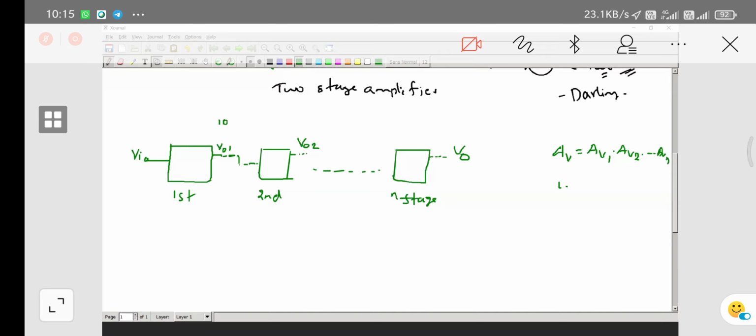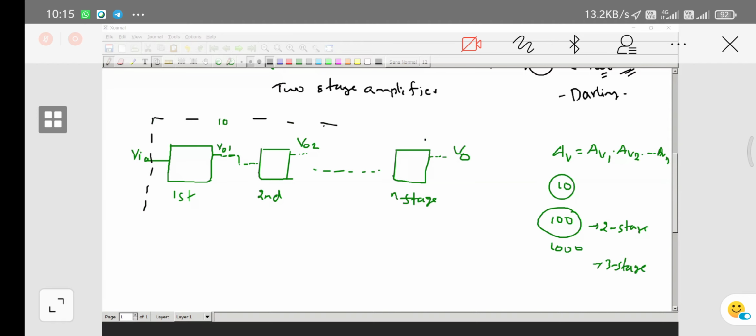Okay. For example, each stage is giving a gain of 10. Then if I require a gain of 100, which amplifier are we going to use? The two stage amplifier. Okay. So if I want a gain of 1000, then we are going to use the three stage amplifier. That is 10 into 10 is 100, and 100 into 10 is 1000. So on this basis we are going to use the multi-stage amplifier here. So it is completely known as the multi-stage amplifier.